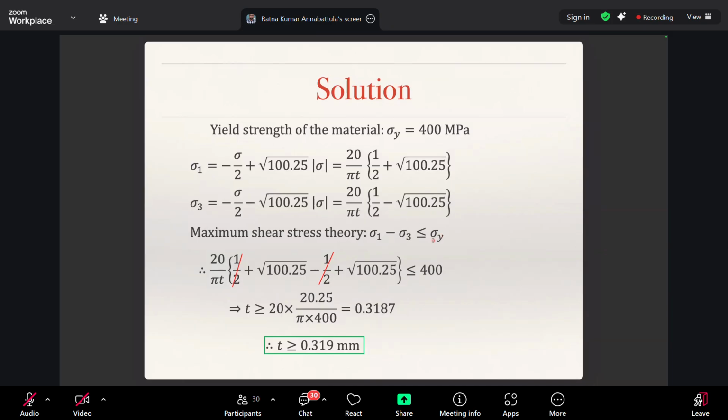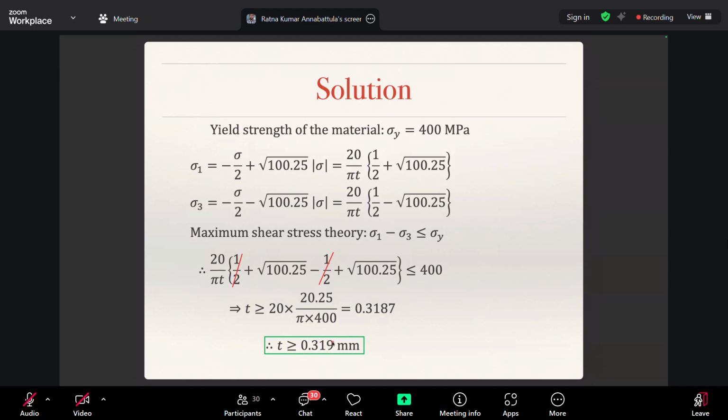Right? If your factor of safety is some number, then you have to accordingly modify this formula. Is equal to is sufficient. And then when you work with it, you see that your thickness should be greater than or equal to 0.319 millimeters. If you increase the factor of safety, then this number will increase accordingly. So this is what we were asked to show. Show that the thickness should be at least 0.319 mm, and that is what is shown here. Is that clear?